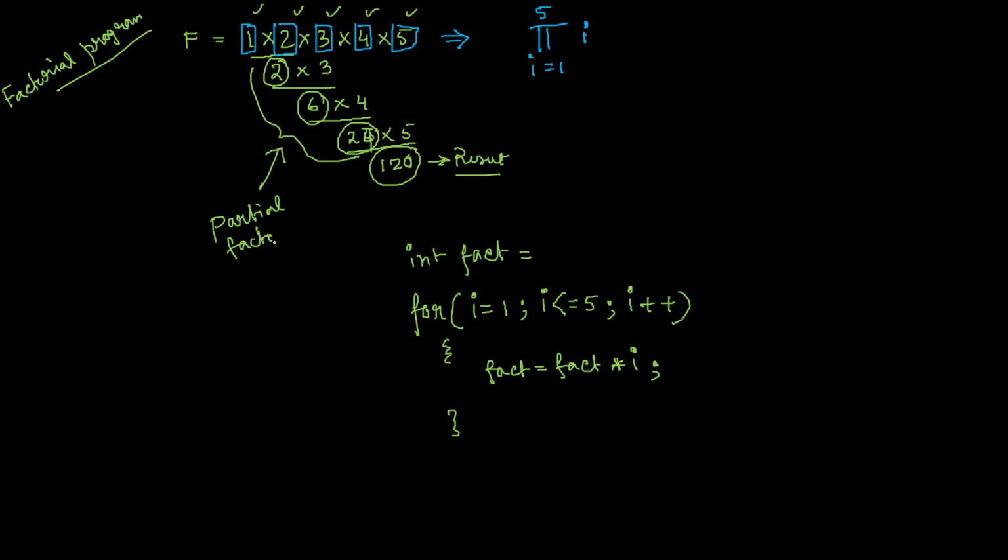Partial factorial means the factorial is not yet completed, but these values are required for calculating the result, right? Because 2 is required to calculate 6, 6 is required to calculate 24, 24 is required to calculate 120, that's all. So now if you write fact equal to 0, your entire job will be lost, because 0 multiplied with anything is 0, that means it's not possible. So you must put factorial equal to 1 in this situation. And obviously I will be there.